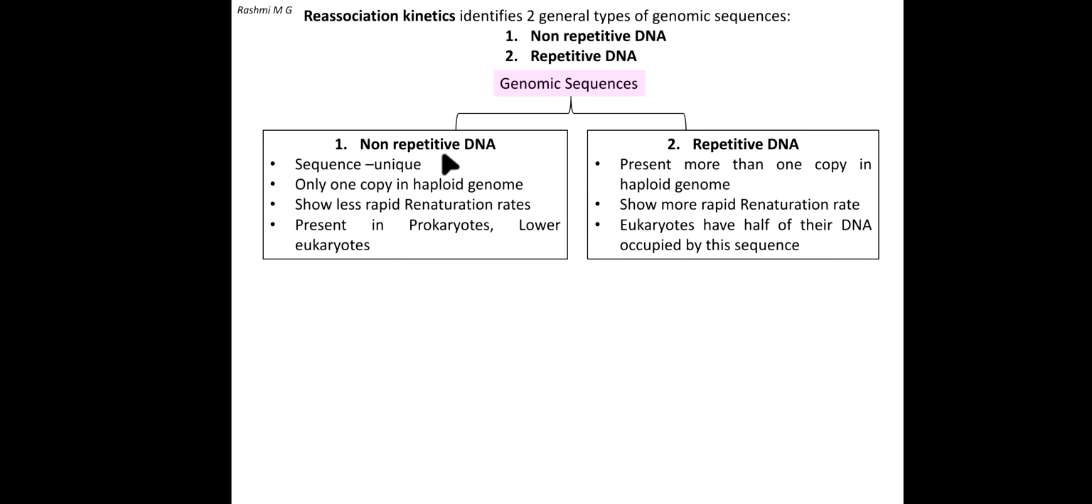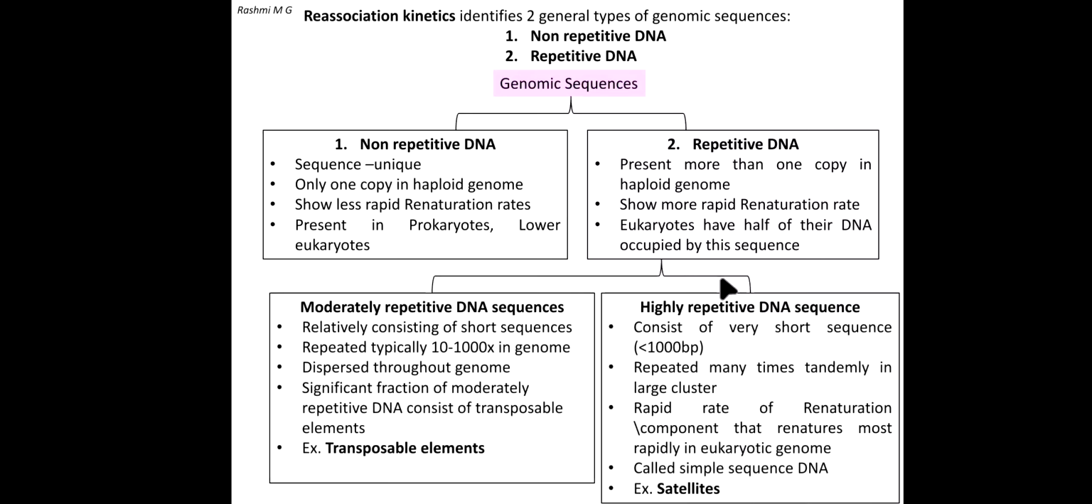What is non-repetitive DNA? Non-repetitive means it is not repeated. It is a unique sequence. It has only one copy in the haploid genome. It shows a less rapid renaturation rate. It is present in prokaryotes, lower eukaryotes, etc. Repetitive DNA is evidently repeated. It is present in more than one copy in the haploid genome. It shows a more rapid renaturation rate. Eukaryotes have half of their DNA occupied by this sequence. So repetitive DNA sequences are more.